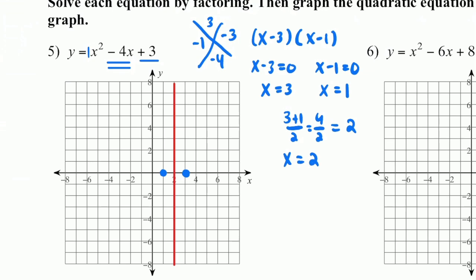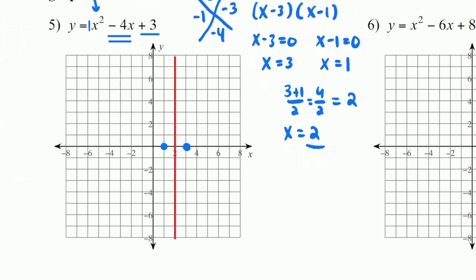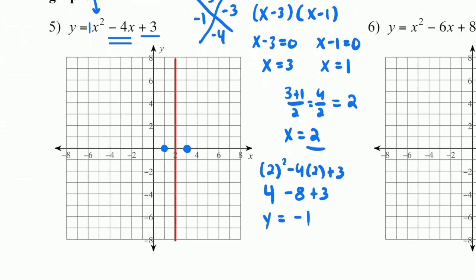And then I'm going to take this 2 and plug it back in, just like before, to my original equation. So 2 squared minus 4 times 2 plus 3. That will give me 4 minus 8 plus 3, which will give me negative 1. So I know that my vertex is going to be at the point 2 comma negative 1, which is down here. And then I connect my dots and get my parabola to look something like this shape here.